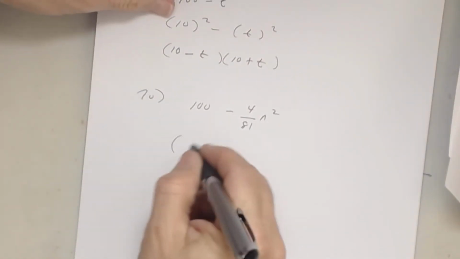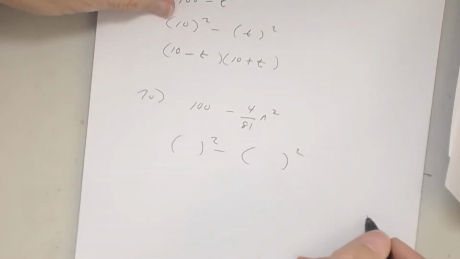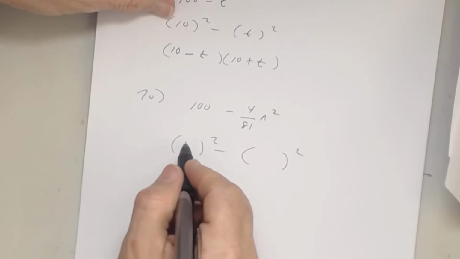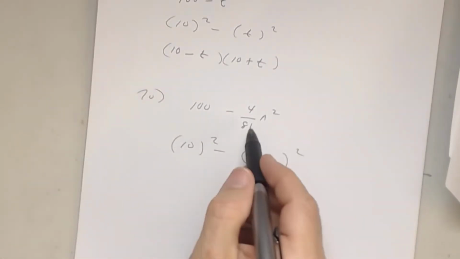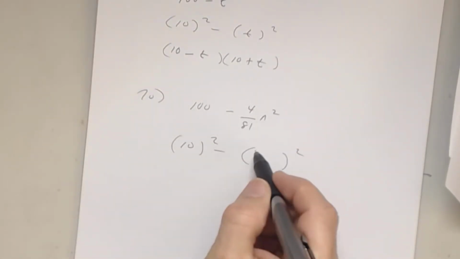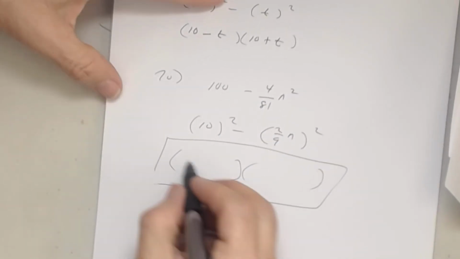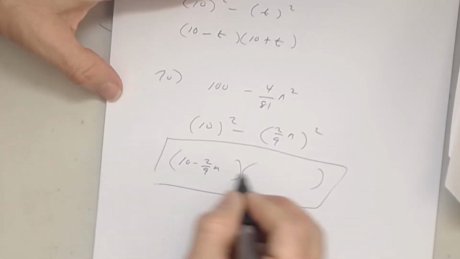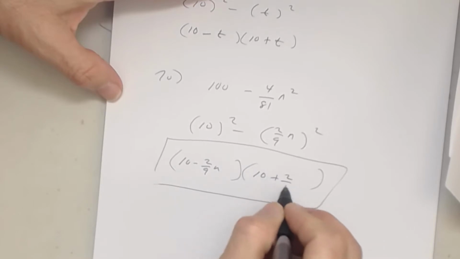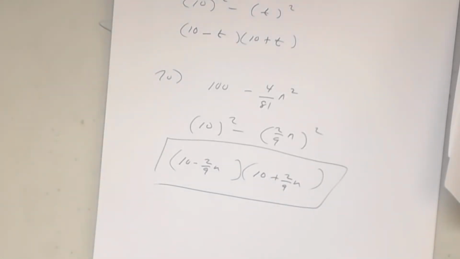So if it is, I can fill in these parentheses. The first one's easy. What's the first one? 10. Now start with 4 divided by 81. What times itself is 4 divided by 81? 2 divided by 9. Okay, so then don't forget the n squared. So it's going to be 2 divided by 9 what? n. So now you know your answer. What's the answer? 10 minus 2 over 9 n, 10 plus 2 over 9 n. Yep, there's the answer. Okay. So it's not difficult with fractions. You can do that.